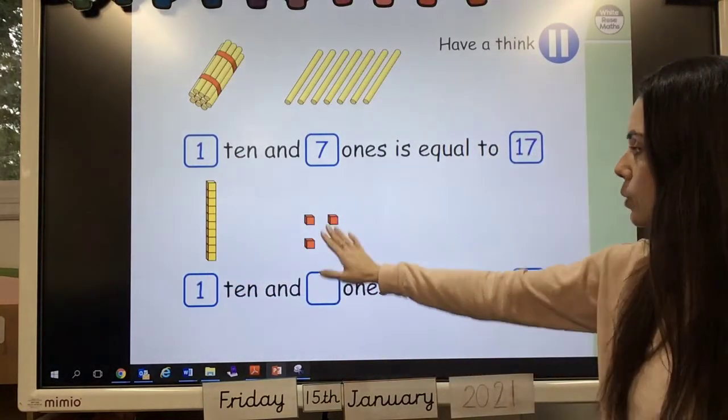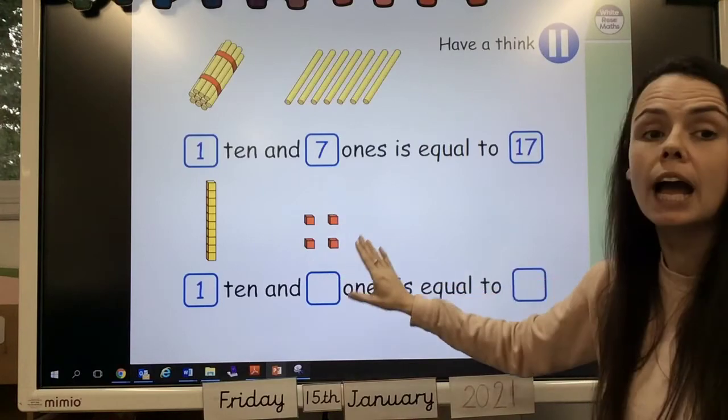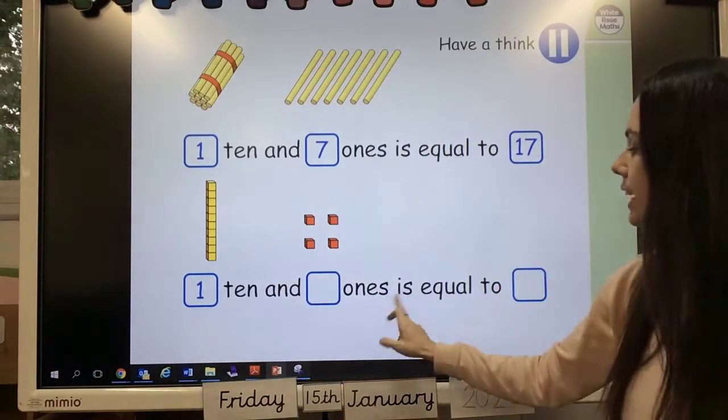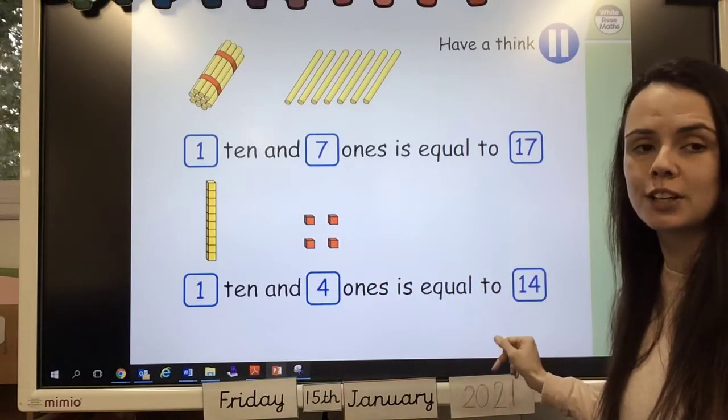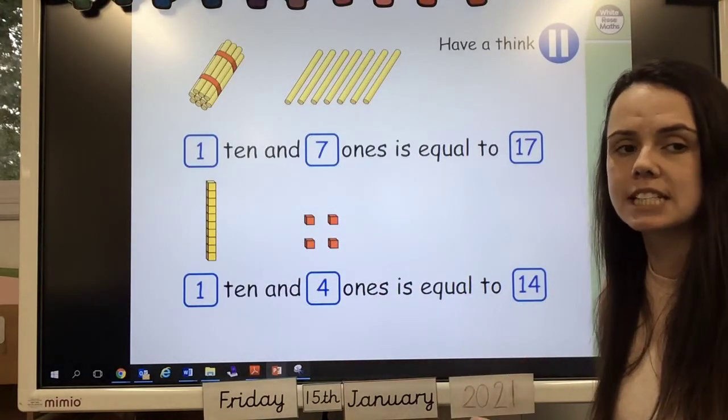Now down here, 1 ten stick. And how many ones? 1, 2, 3, 4. And 4 ones. So 1 ten stick and 4 ones. A 10 and a 4 makes 14. Good work. Let's have a look at today's worksheet.